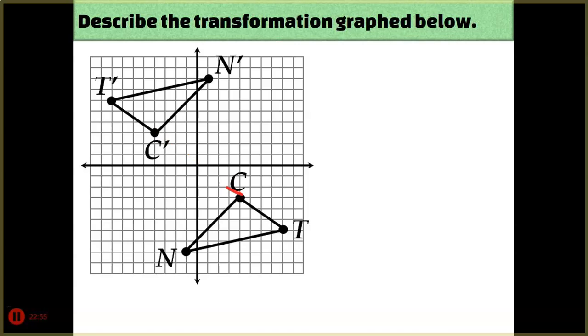In fact, if I connect my corresponding vertices, you'll see that they crisscross all over the place, but they crisscross in such a way that they all intersected at the origin. That's indicative of a 180-degree rotation.